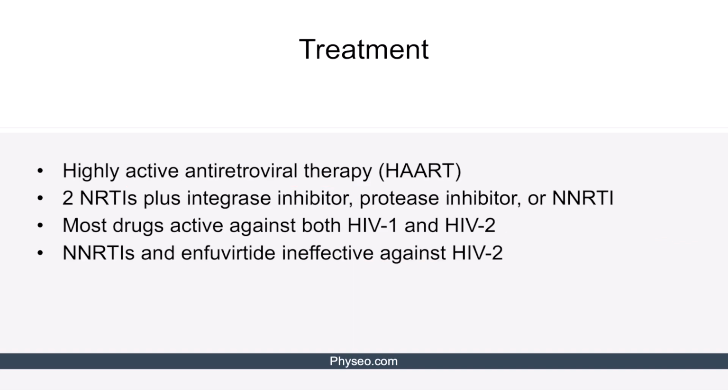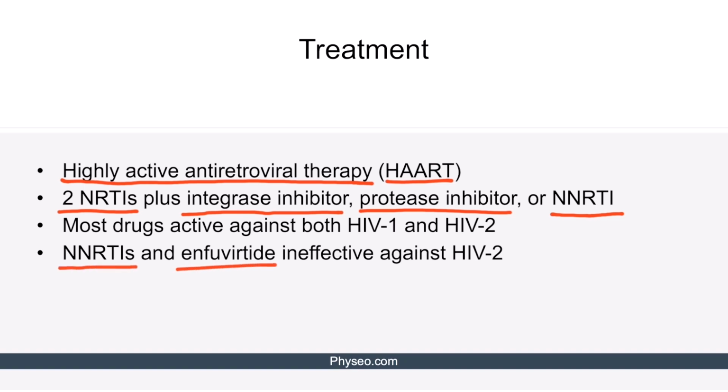HIV treatment is also called highly active antiretroviral therapy, or HAART. HAART consists of 3 drugs. 2 of them are nucleoside reverse transcriptase inhibitors, NRTIs, while the third one is preferably an integrase inhibitor, but it can also be a protease inhibitor or a non-nucleoside reverse transcriptase inhibitor, NNRTI. Now, all classes of antiretroviral therapy are potentially effective for HIV-1. However, NNRTIs and enfuvirtide are ineffective against HIV-2.